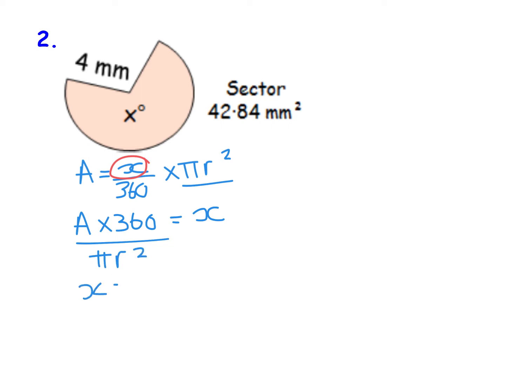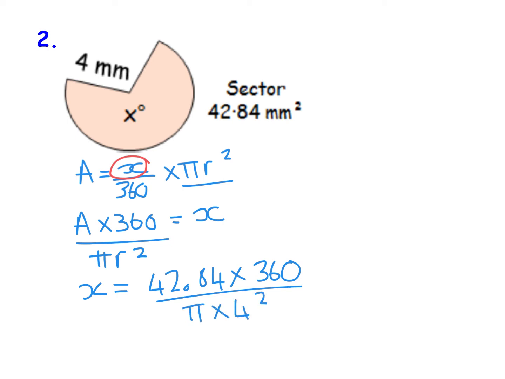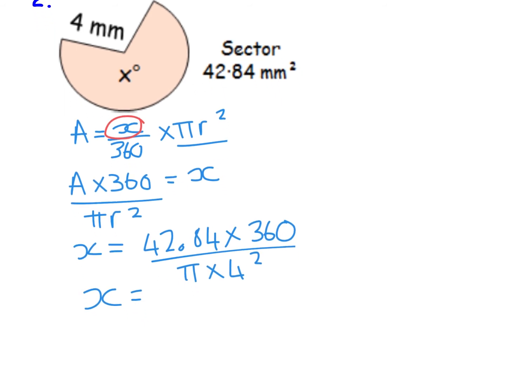So then I do my substitution. So I have 42.84 times 360 all over pi times a radius of 4 squared. And if you type that in, remember what I said again, you can use your fraction button and just type it in as it is, or brackets around the top and bottom lines. And if you type it in, you will get an answer of 306.8, so I'm going to say 307 degrees, which certainly matches my picture. It is a big angle, close to 300 there.